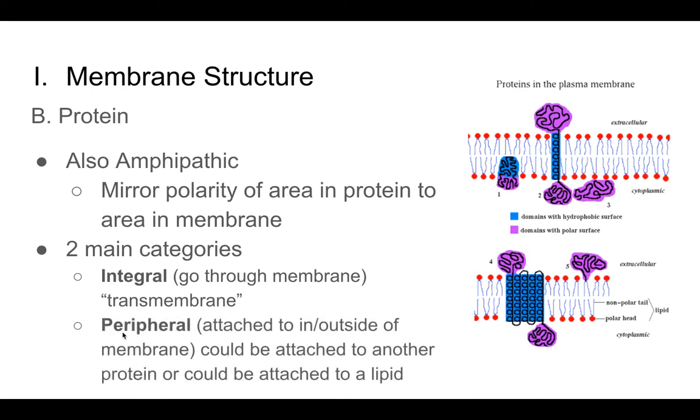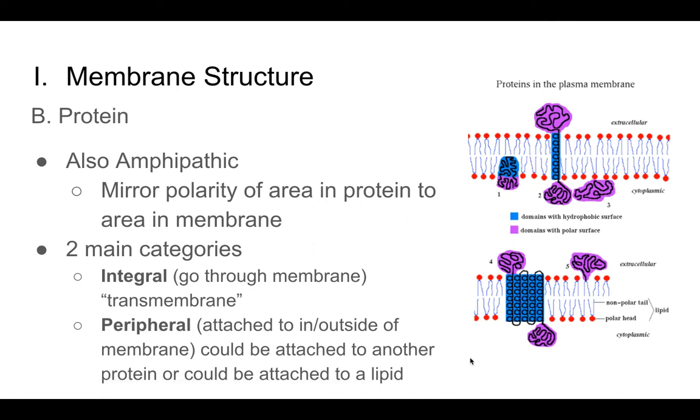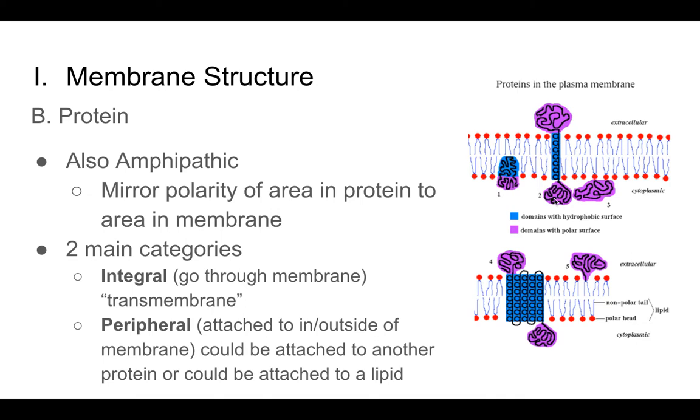The other kind of protein is called a peripheral protein. Think about your peripheral vision, the vision that's on the side of your eyes. These are proteins that are attached to either the inside or the outside of the membrane. They could be attached to another integral protein, or they could be attached directly to a lipid. So, two main categories, and I could give you an example. This right here is a peripheral protein. This very well could be a peripheral protein attached to a part of an integral protein.